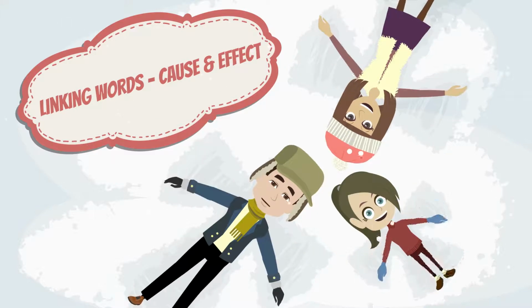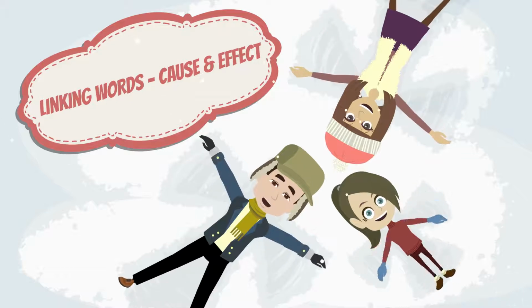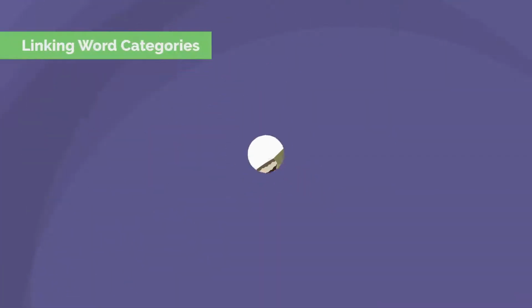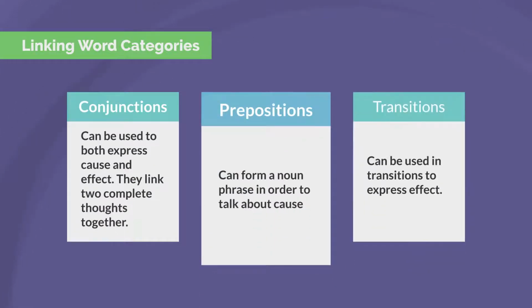In English, linking words help to express cause and effect between different actions or events. There are three main linking word categories: conjunctions, prepositions, transitions. They can be used with all the different verb tenses in English.